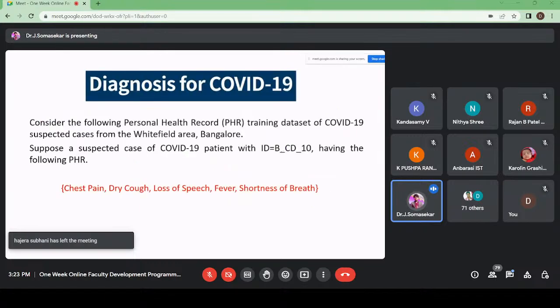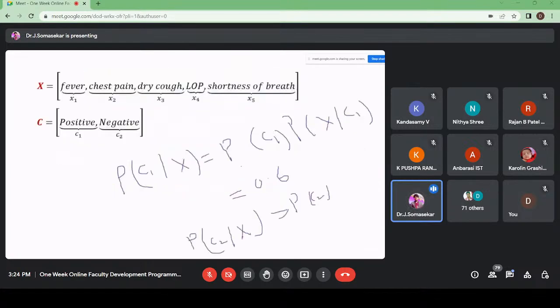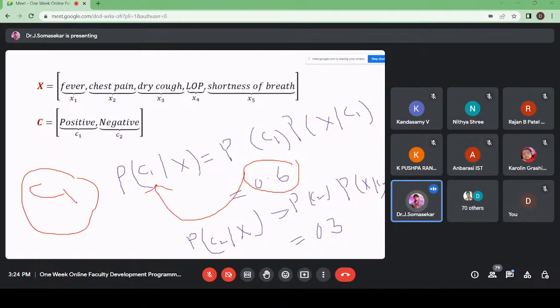For example, if you take the previous data set, the probability of C1, that means COVID positive: 1, 2, 3, 4, 5. Out of 9 cases, 5 cases are COVID positive. That's why the probability of C1 is 5 by 9. That is the meaning here. Here I directly wrote some random number. The probability of X given C2, let us assume, is 0.3. Out of these, which is the maximum probability? 0.6 is the maximum probability, and it corresponds to which class? C1. Therefore, the conclusion is that the patient has COVID positive.